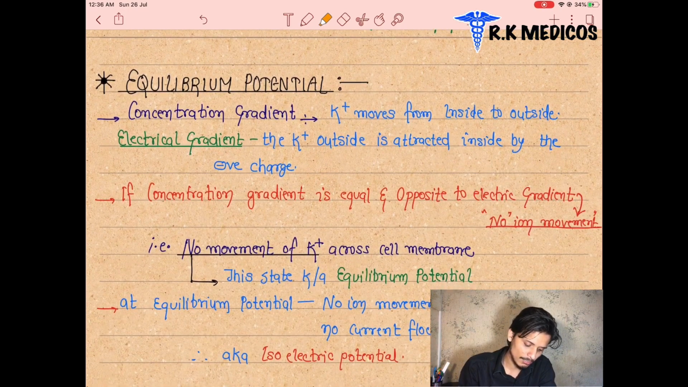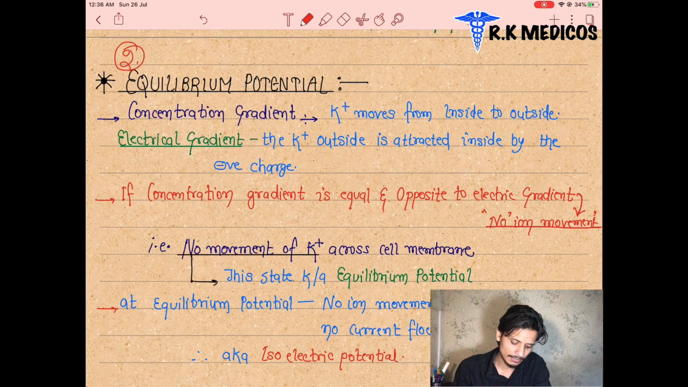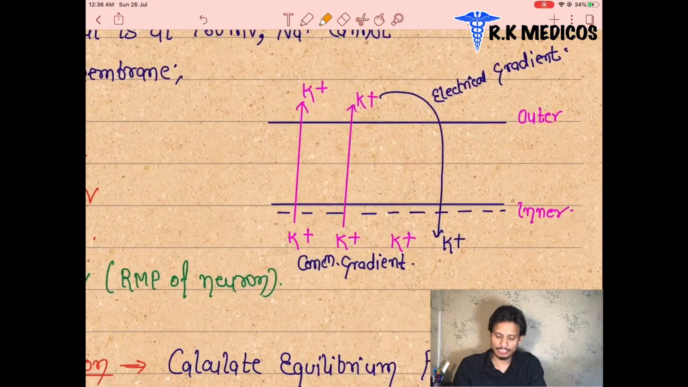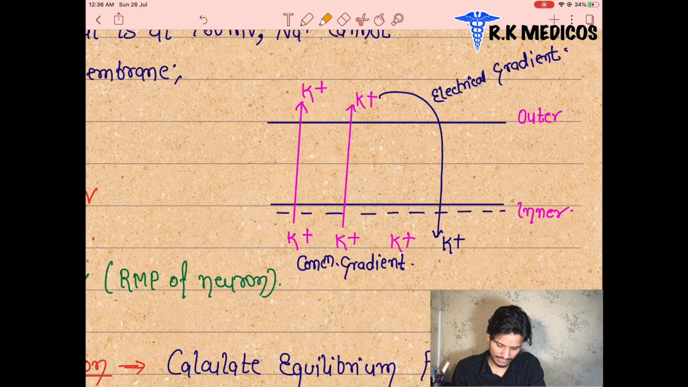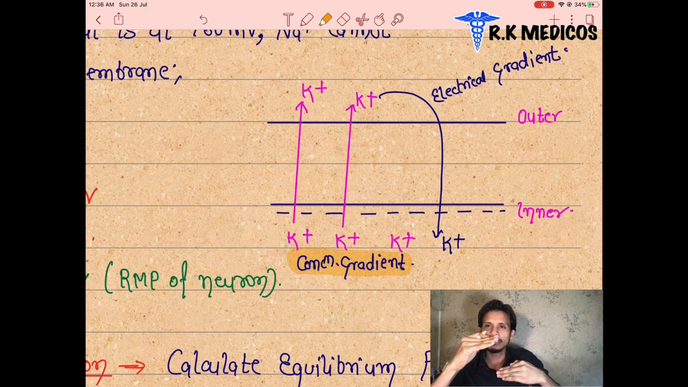Next we are going to see the second point, the equilibrium potential. What does equilibrium potential mean? When the cell is in an equilibrium state, how can we say so? Suppose in the equilibrium state, what is happening? Concentration gradient means molecules at higher concentration in some region cross the membrane and move toward the lower concentration. This movement from higher to lower concentration is called a concentration gradient. Simple.